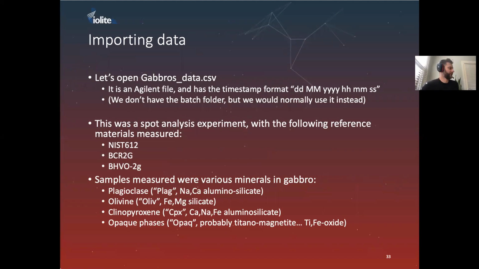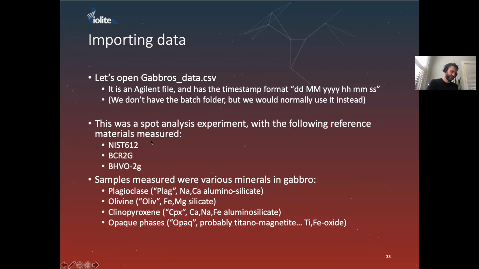Gabbros_data.csv file. This is an Agilent file, and it has a timestamp in this format here: day, month, year, hours, minutes, and seconds. We don't actually have the batch folder for this one. We normally use the batch folder, but because this is an older file, we don't actually have the batch file. This is a spot analysis experiment.